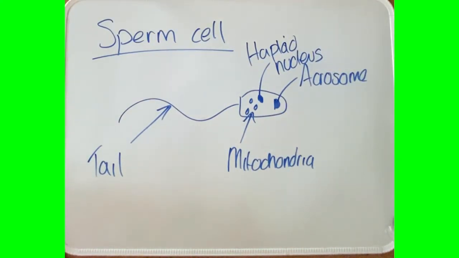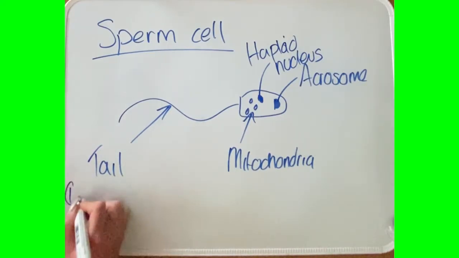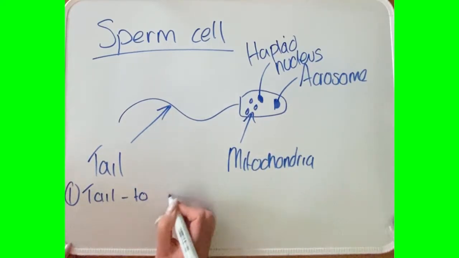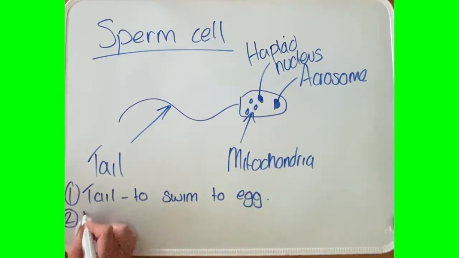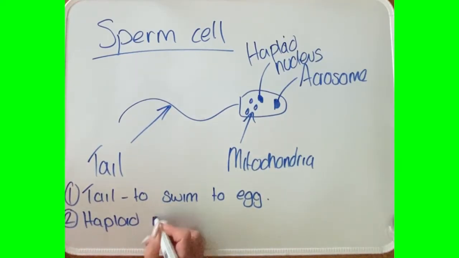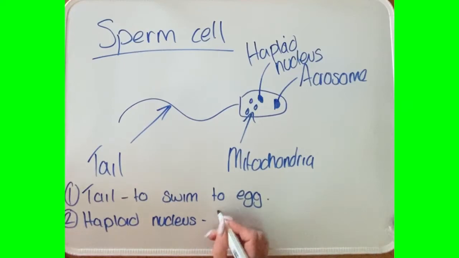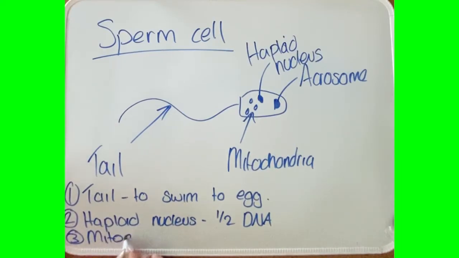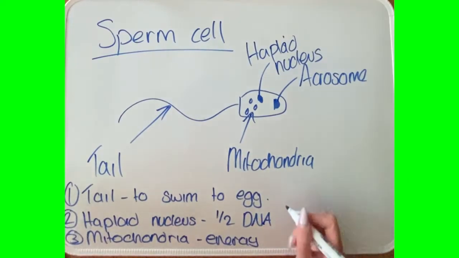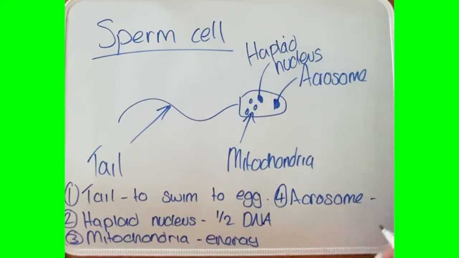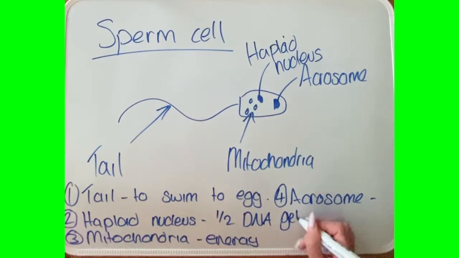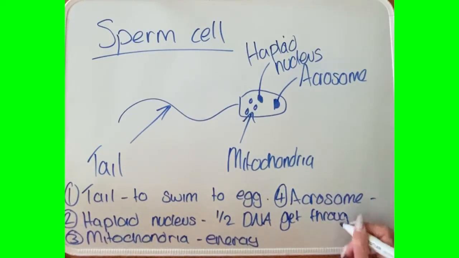So a sperm cell has a tail to swim to get to the egg. It has a haploid nucleus, which means it contains half of the DNA. Haploid begins with a H and an A, and half also begins with a H and an A. That's how I remember that haploid means half. So if it contains half the DNA, it means it contains 23 chromosomes. The sperm cell has a lot of mitochondria, and this is to provide energy to allow it to swim and outcompete other sperm cells. And lastly, it has an acrosome. Now this acrosome is really important for the sperm cell to get through the protective layer of the egg cell.